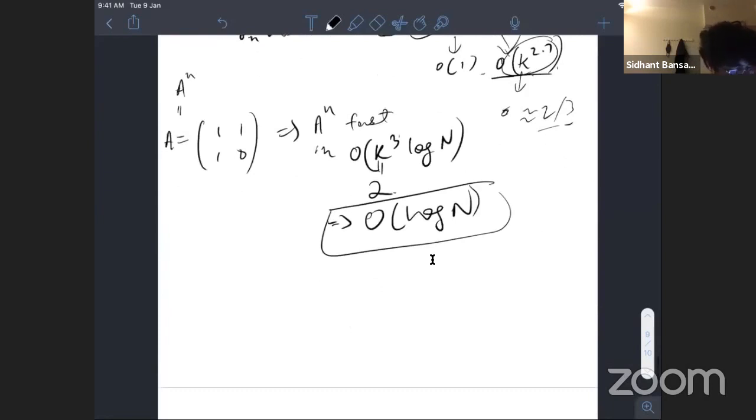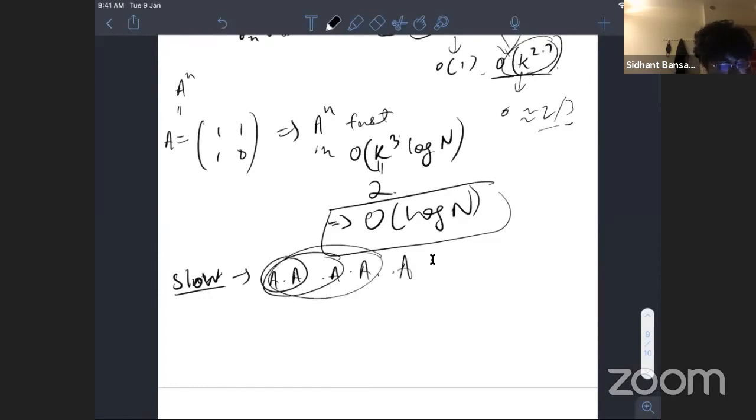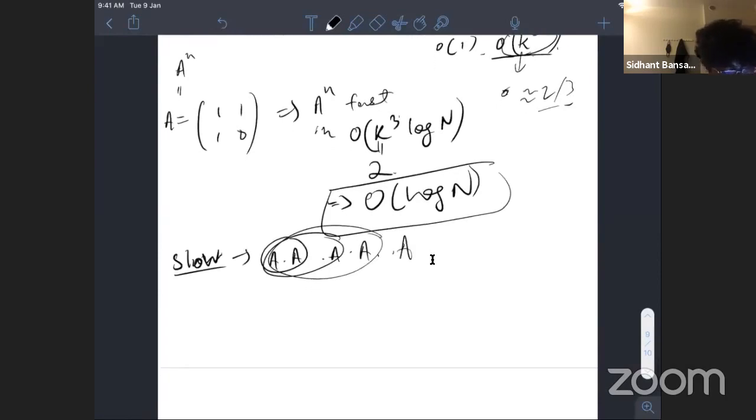Okay, first think about the slow method. The slow method is to just take a and keep on multiplying it with itself, and it will be slow. How slow will it be? You do n multiplications, and each multiplication is k cubed. So you do order k cubed n, fine. And k is pretty small, so ignore it. So order n. But this is the slow method. Just multiply the matrices naively.